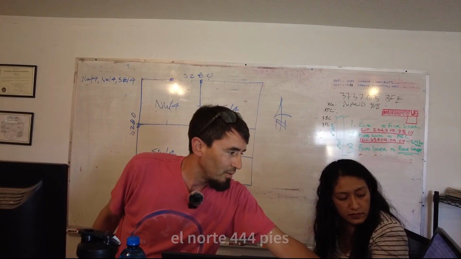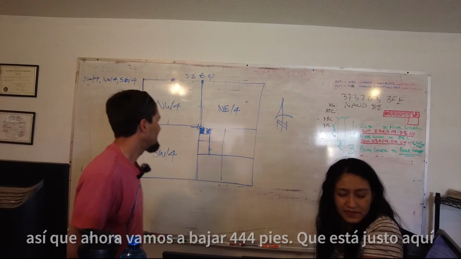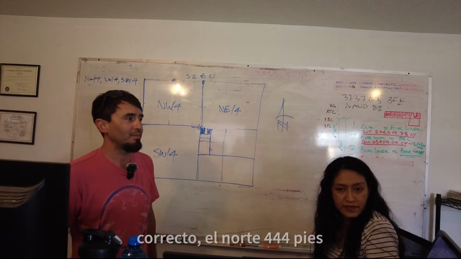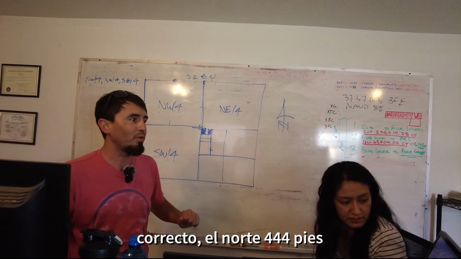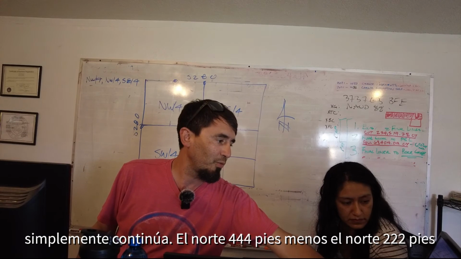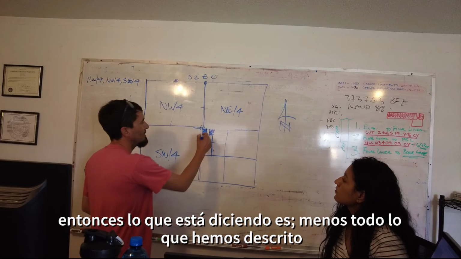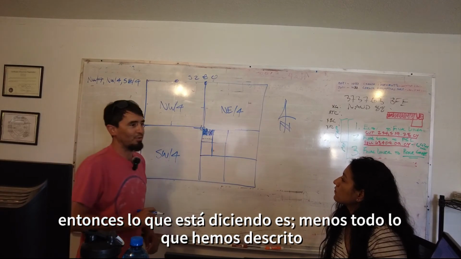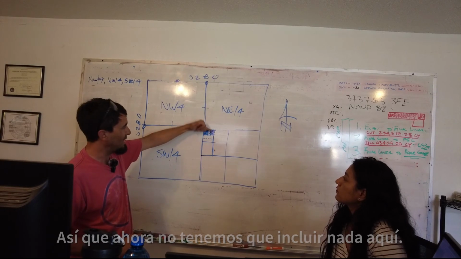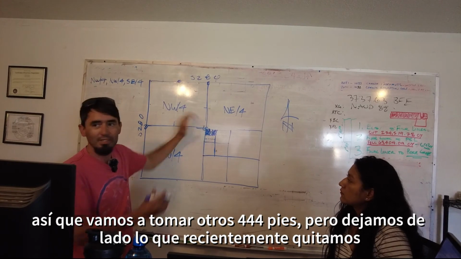Okay, the north 444 feet. So now we're going to come down 444 feet, which is about right here. Right? The north 444 feet, together with or except? It's just continuing on. The north 444 feet less the north 222 feet. So he's saying less everything we've already described. So now we don't have to include anything in here. We're taking another 444 feet, but we're leaving out what we've previously taken away.